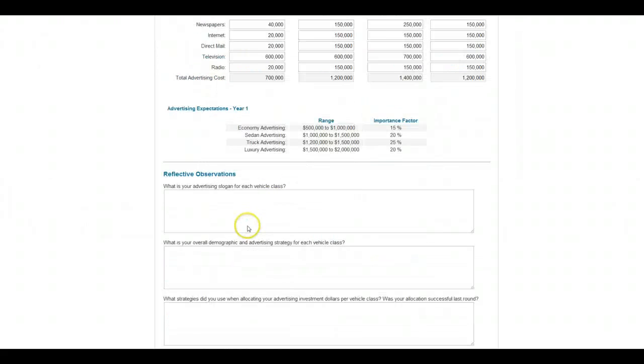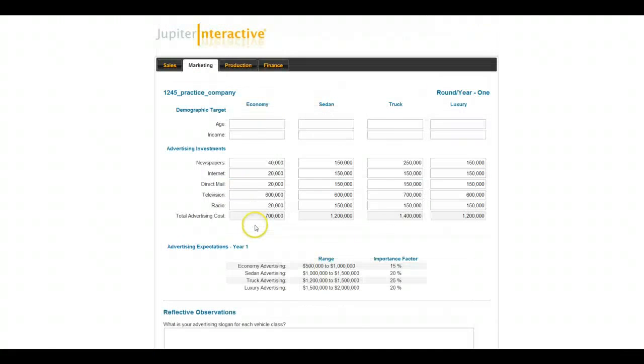Now, again, we're not going to fill out the reflective observations. We're just going to do the numbers for our online class. Now, the demographic target, you can kind of put in around the average age you think you were focusing your marketing on for each vehicle, and around an average income.